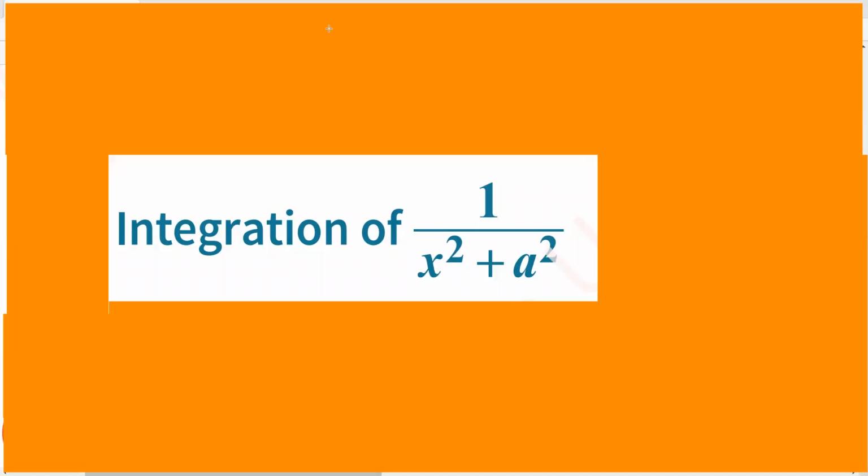Okay, we have to see how to integrate this rational function, which is 1 over x square plus a square. Suppose you have to integrate 1 over 1 plus x square dx. Before I tell you how to integrate this, you could be asked to integrate 1 over 1 minus x square. Do you have any idea how to integrate this? Very quickly, please tell quickly.